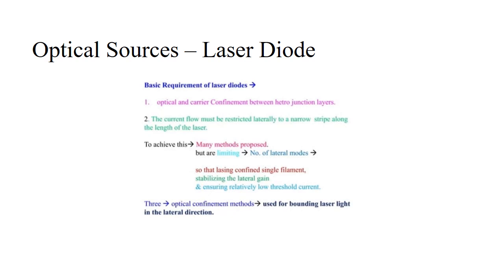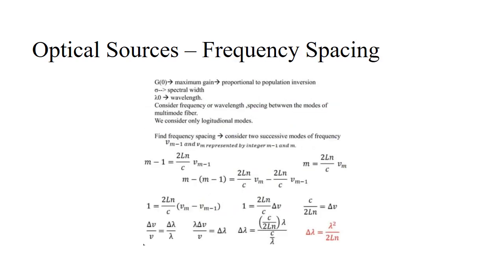There are three optical confinement methods used for bounding laser light in the laser. With the help of optical sources we find the frequency spacing. G0 is the maximum gain, proportional to the population inversion, sigma is the spectral width, and lambda0 is the wavelength. If we consider the frequency or wavelength spacing between the modes, we use only longitudinal modes.